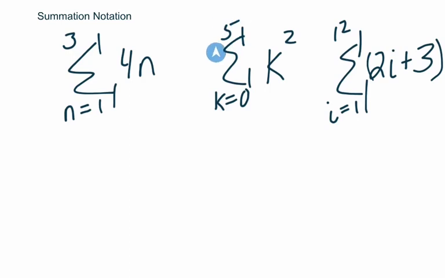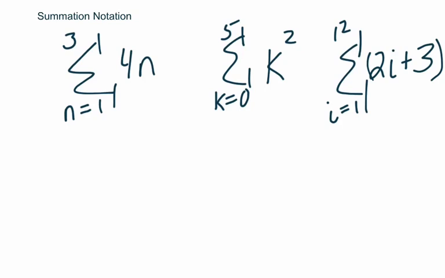In this one, the smallest value that k could be is 0. The biggest that k could be is 5. So if you count up by integers, you could have 0, 1, 2, 3, 4, or 5. And then the same deal here. The smallest that i can be is 1, and the biggest that i can be is 12. So i could be 1, 2, 3, 4, 5, 6, 7, 8, 9, 10, 11, or 12, and I might just break into a Sesame Street song from the 1980s, but I'll spare you that.